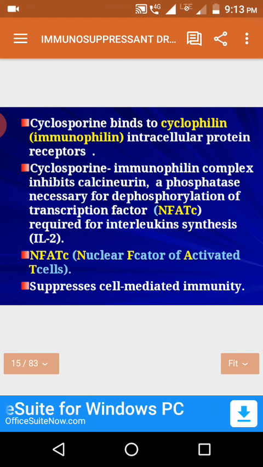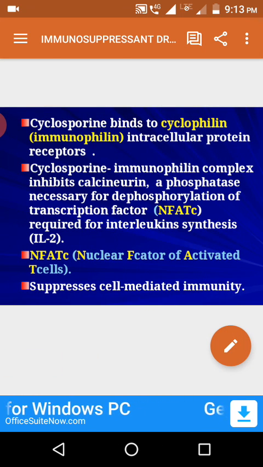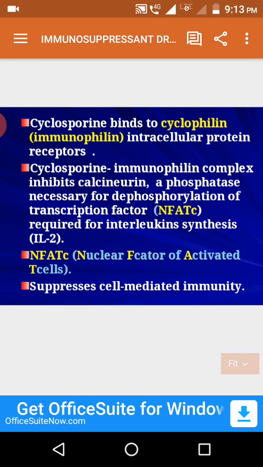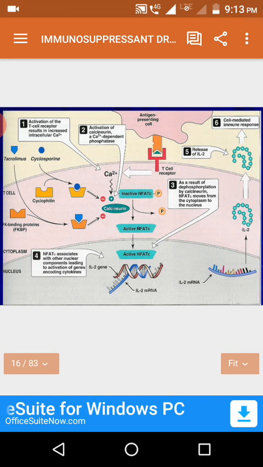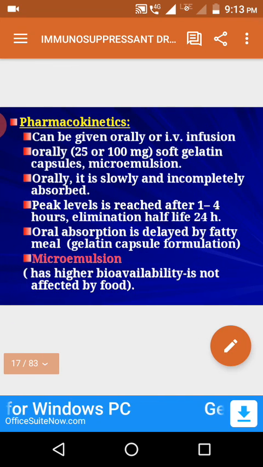Here I will repeat once again. Cyclosporin binds with cyclophilin, an intracellular protein receptor. The cyclosporin-immunophilin complex inhibits calcineurin. What is calcineurin? It is a phosphatase necessary for dephosphorylation of the transcription factor required for interleukin synthesis. What is NFATC? Nuclear factor of activated T cells. So it suppresses cellular immunity, cell mediated immunity. This is the mechanism of action of cyclosporin.